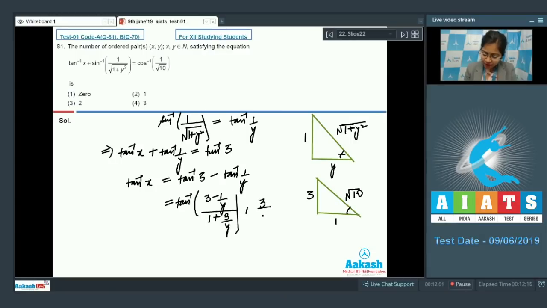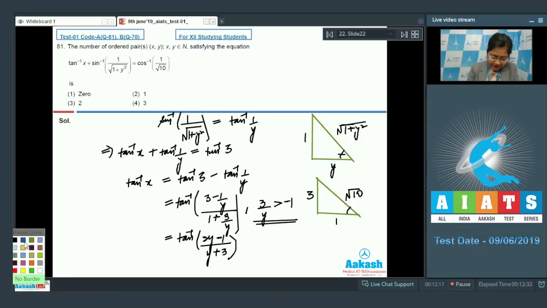This holds if 3 by y is greater than minus 1, which is true because y is a natural number. So we can write it equal to tan inverse of 3y minus 1 divided by y plus 3. On comparing the arguments, we get x equal to 3y minus 1 divided by y plus 3.